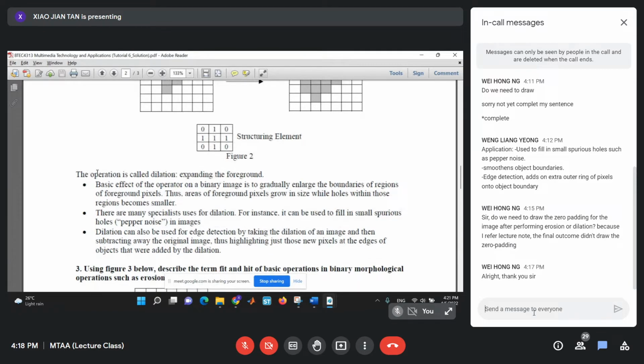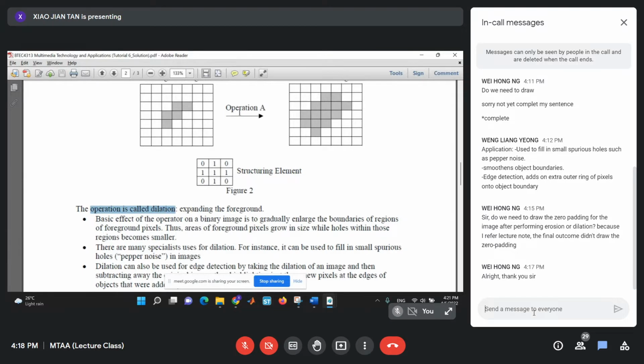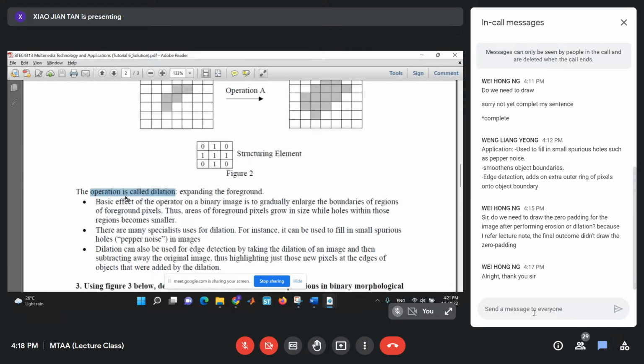The first thing is to define what operation A is. The operation is called dilation. The definition would be to expand the foreground. The basic effect of the operator on a binary image is to gradually enlarge the boundaries of regions of foreground pixels. Thus, the area of foreground pixels grows in size while holes within those regions become smaller.